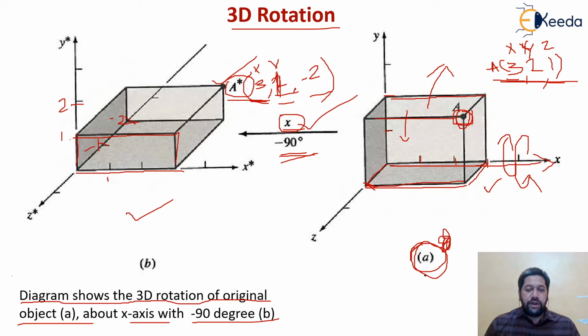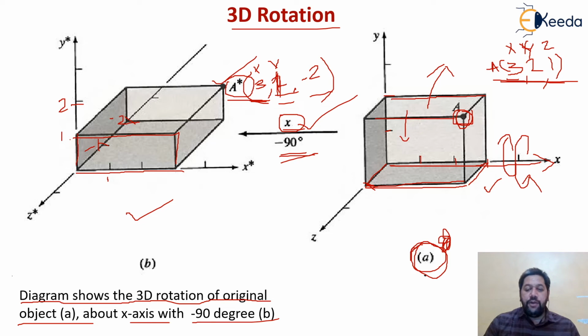Getting me? So let us understand the same original object if I am moving about y-axis. Okay, so let us understand with the next slide how it will look if I move the object about y-axis. Because here in 3D rotation we have already learned the transformation matrix about x-axis, y-axis, z-axis.